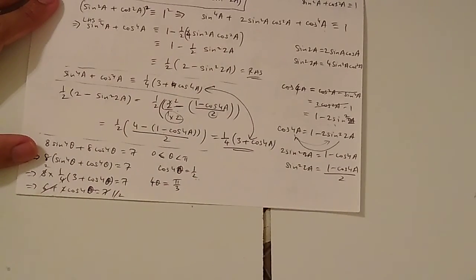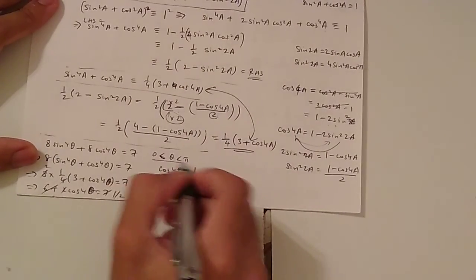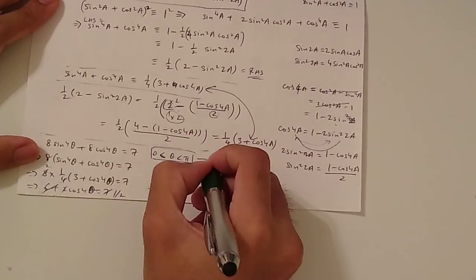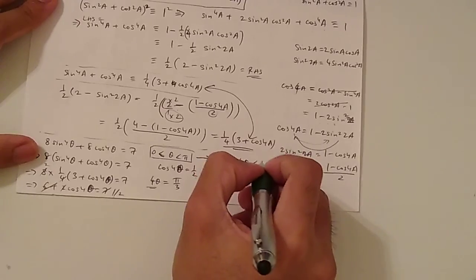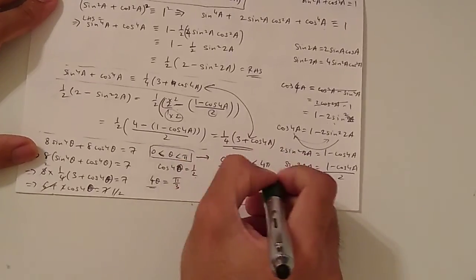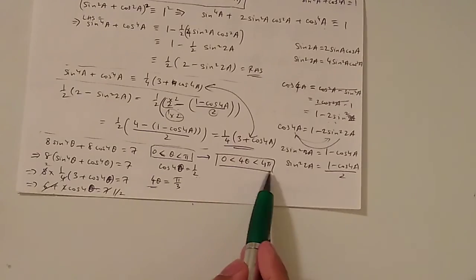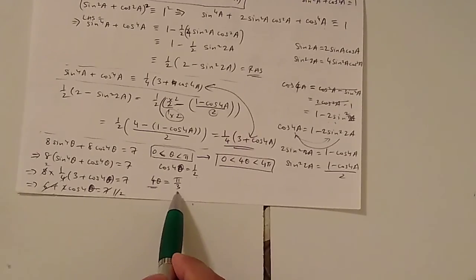Okay, now we have 4 theta. The range is for theta only, so let's get a new range. The new range is going to be 0 is less than 4 theta, which is less than 4 pi. In other words, we have two complete periods. So that's why we have found the first answer, pi by 3.